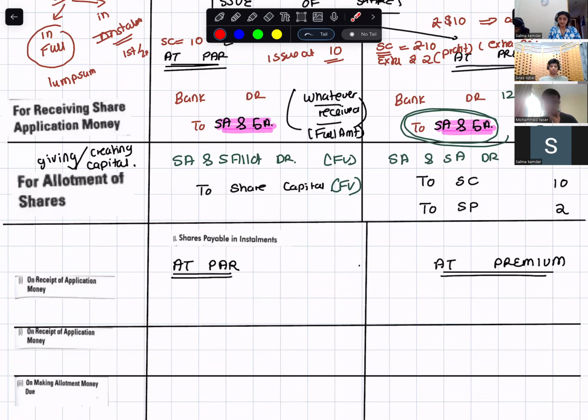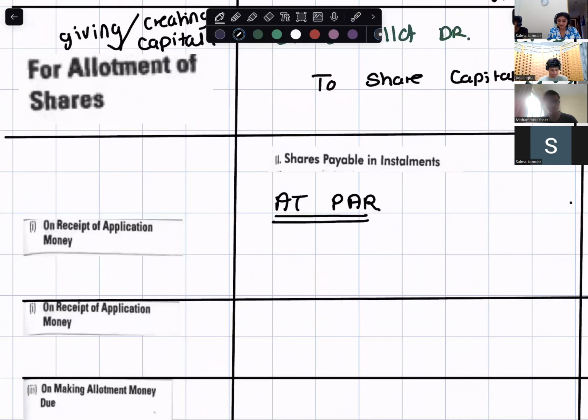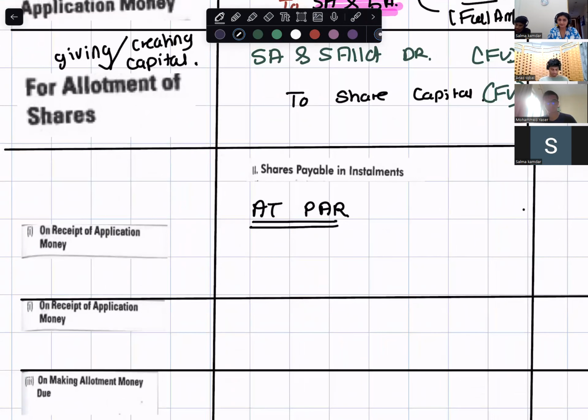Okay. So I am going to receive money in installments. So first will happen application. Can you give me the entry for application? Yes, application will be bank debit to share application account, because I am going to receive the money. Are you with me? Yes, ma'am.